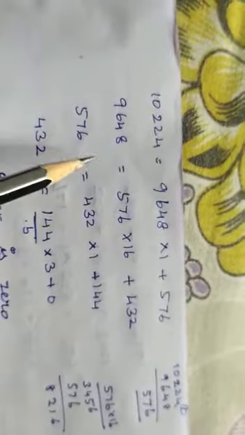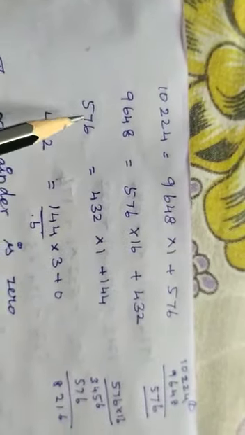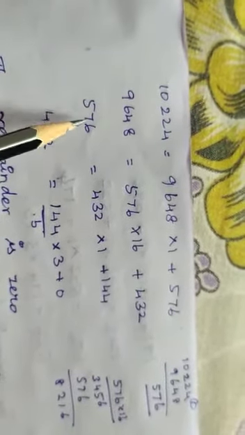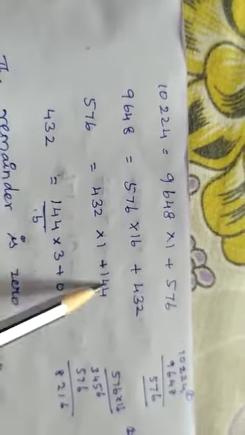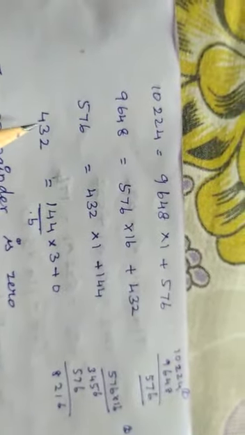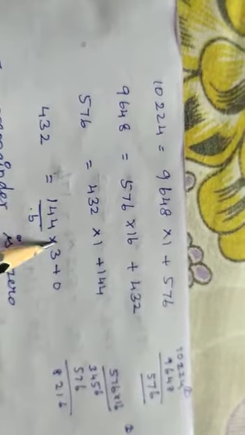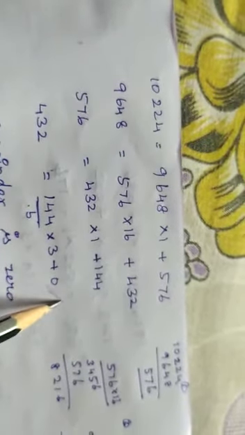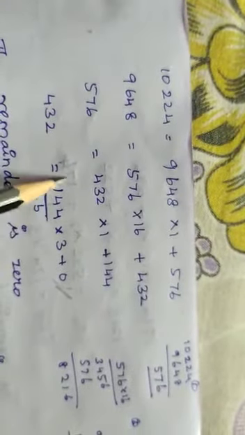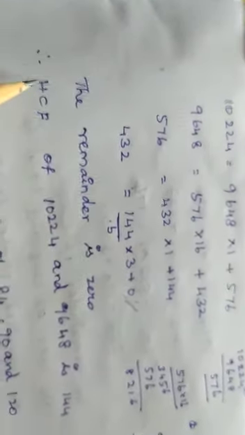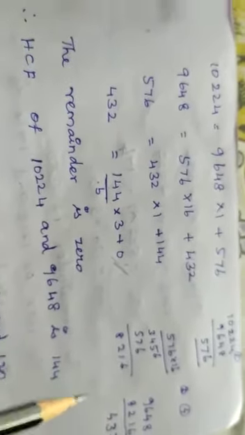So 576 and 432 we'll take here. Then we'll get 576 equals 432 into 1 plus 144. Then we'll take 432 and 144 here. Then we'll get 432 equals 144 into 3 plus 0. We have got the remainder as 0. Then our divisor, that is B, equals 144. So B will be considered as HCF. Therefore the HCF of 10,224 and 9,648 is 144.